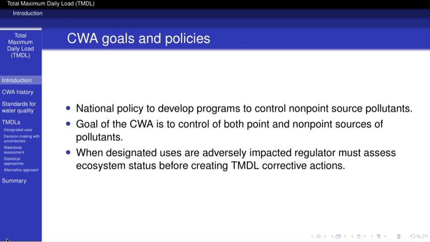When non-point sources of contaminants and pollution adversely impact specific designated uses, the regulators must assess water quality status before a corrective TMDL is needed.